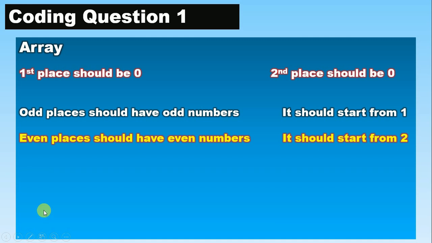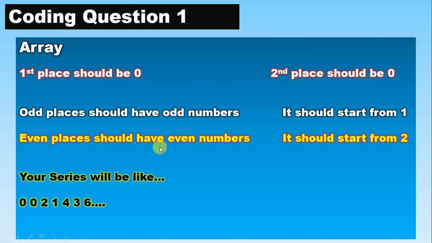For more clarification, your series will be like 0 0 2 1 4 3 6. Because it is given that on first place there should be 0 and on second place also there should be 0, and on even places it should have even numbers. So 0 1 2, so this is even place, not odd. This is the only thing that you should keep in mind: don't be confused that this is third place so it will be odd place. No, this will be even place because numbering has started from 0.